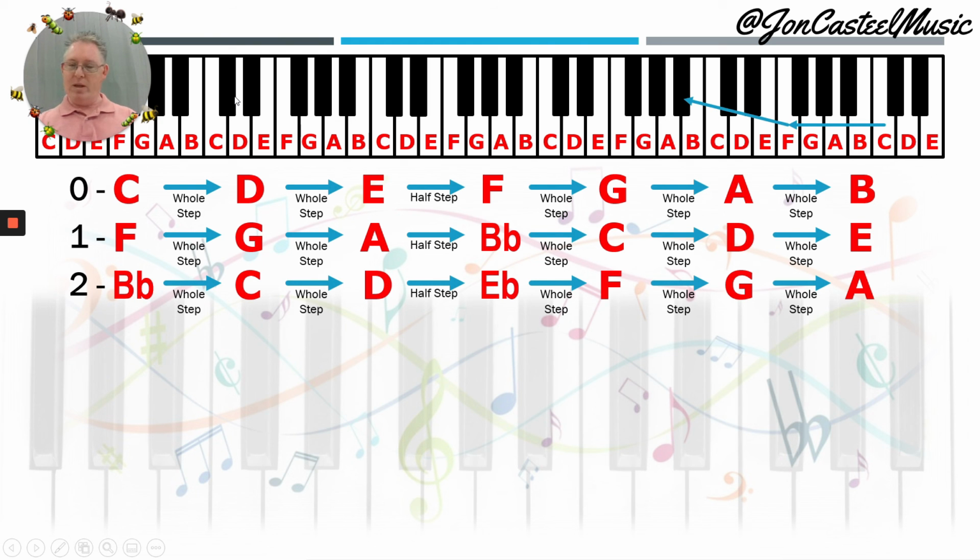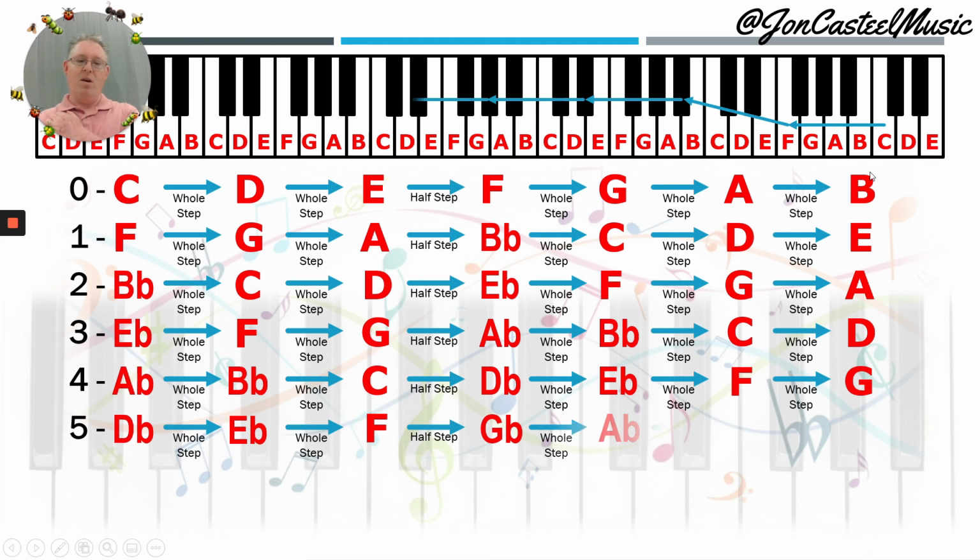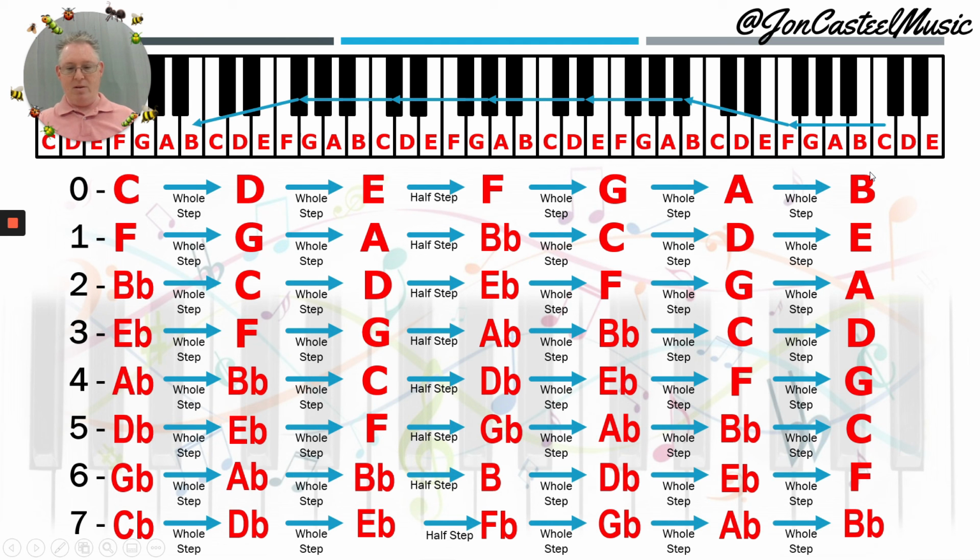The second fifth going in the flat direction from C is going to be B flat. So if we start there and go a whole step, we get to C, another whole step, we get to D, a half step, we get to E flat, not D sharp, but E flat. And then a whole step, we get to F, then G, then A. And the sequence simply continues all down the keyboard until you find all 7 of your keys in the flat direction on the keyboard.